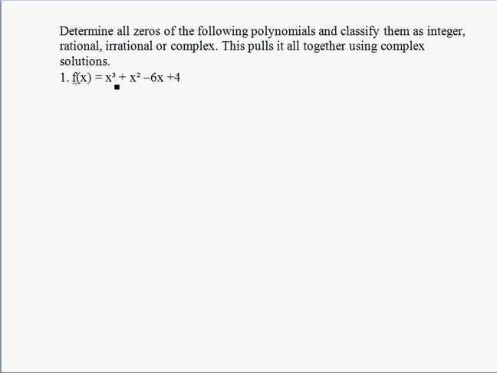Okay, so here is a polynomial, and the goal of this is to find all the roots. When you're done with that, classify them as integer, rational, irrational, or complex. So the first thing we do is we use the rational root theorem, which gives us a list of possible rational zeros.